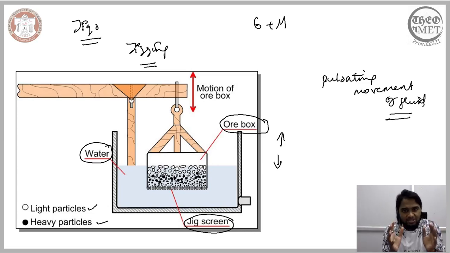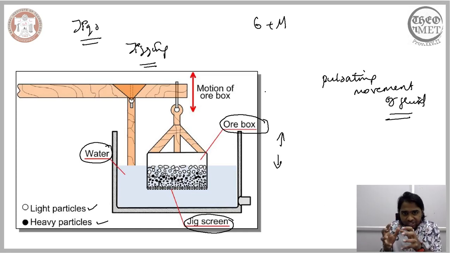So essentially what happens in jigs is, you introduce a pulsating movement of a fluid, and this is achieved by upward and downward movement of the ore box. The primary governing factor is the pulsating movement of the fluid. Unlike in the hydrocyclone, wherein we had a specific apparatus that gives a spiral movement, in this case the pulsating movement of the fluid is achieved by upward and downward movement of the ore box. When the ore box moves downward, the water moves upward, thereby suspending the particles in the water. And when the ore box moves above, the water that filled the ore box will gradually recede. That is what happens during the process of jigging.